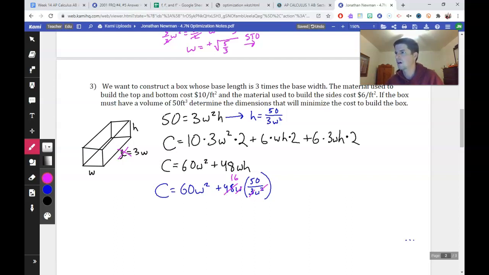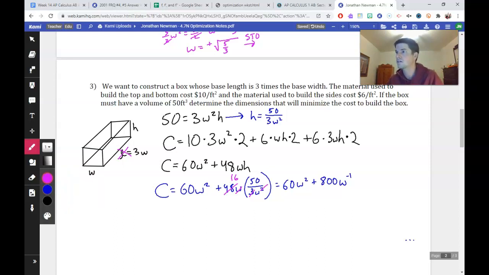Great. Let's finish simplifying this first. 6W squared plus, let's see, 16 times 50 is 800. So it'll be 800 W to the negative first. I just put W to the negative first because that's going to help us when taking the derivative. So let's take the derivative.